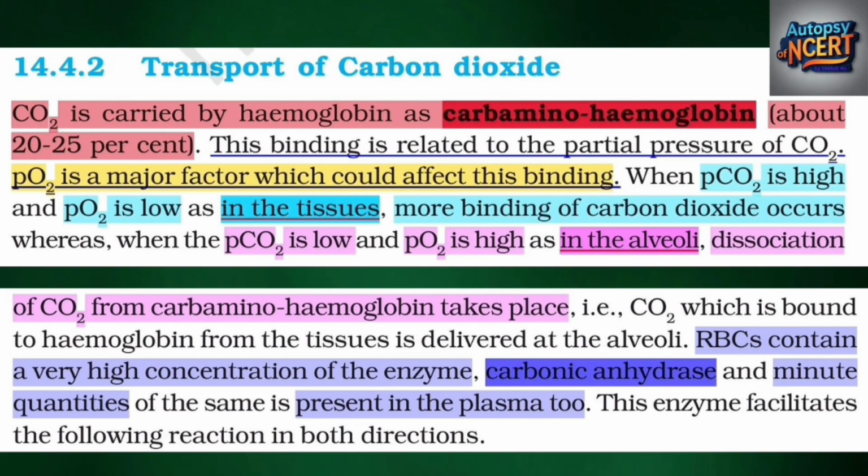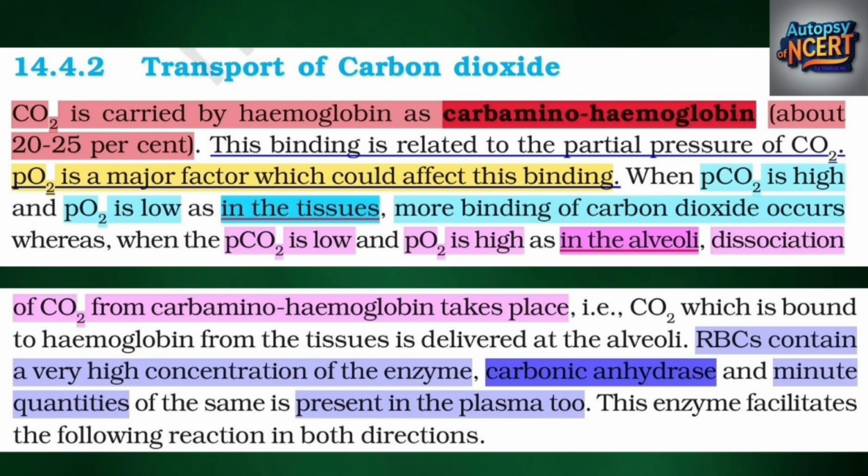14.4.2 Transport of carbon dioxide. CO2 is carried by hemoglobin as carbaminohemoglobin, about 20 to 25%. This binding is related to the partial pressure of CO2. PO2 is a major factor which could affect this binding. When pCO2 is high and PO2 is low as in the tissues, more binding of carbon dioxide occurs, whereas, when the pCO2 is low and PO2 is high as in the alveoli, dissociation of CO2 from carbaminohemoglobin takes place, i.e., CO2 which is bound to hemoglobin from the tissues is delivered at the alveoli.